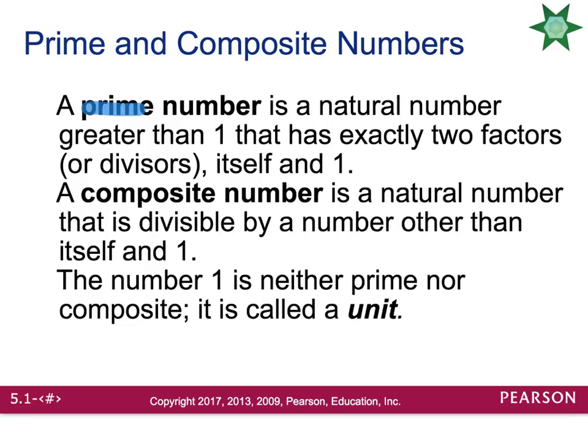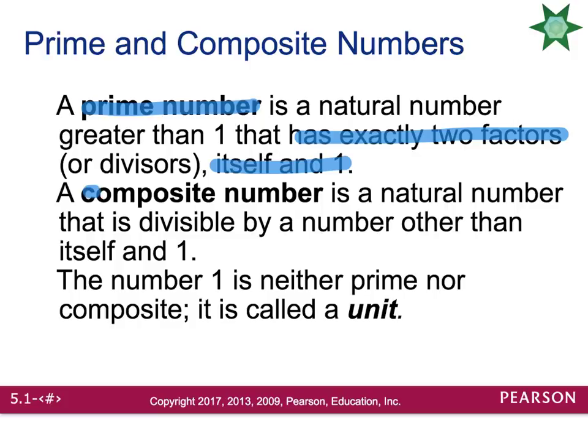Okay, a prime number is a natural number greater than 1 that has exactly 2 factors, itself and 1. In other words, there are no other numbers that go into it. Like, for example, 7 is a prime number because only 1 and 7 go into it. 2 is actually a prime number. But any other even number is not, because for 4, 6, 8, 10, 2 goes into it.